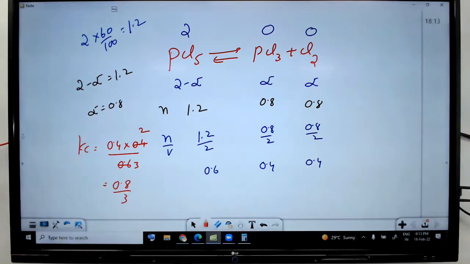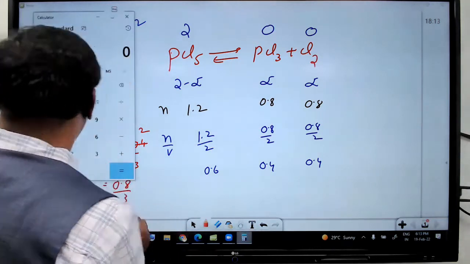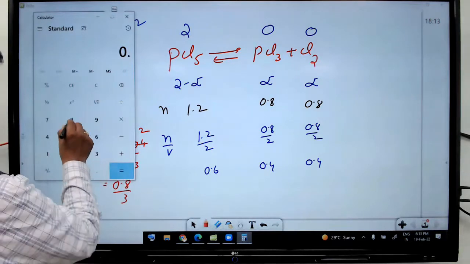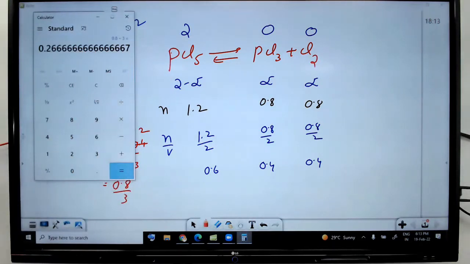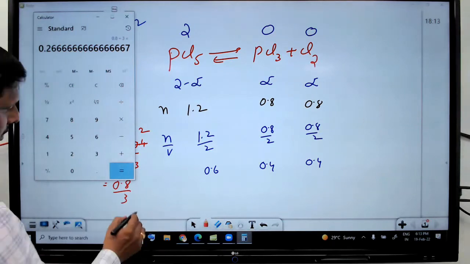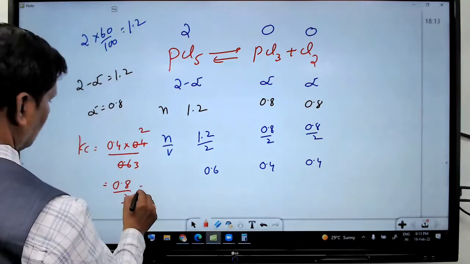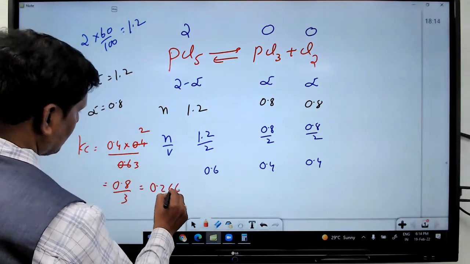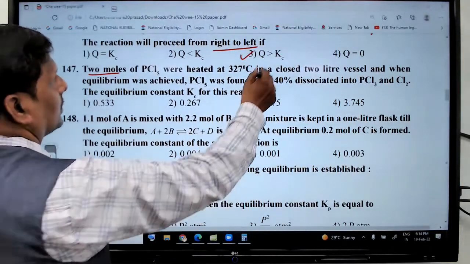0.8 upon 3, which is equal to 0.266. That means 0.266 is accepted. अब देखो आंसर देखो, ये वाला ऑप्शन.